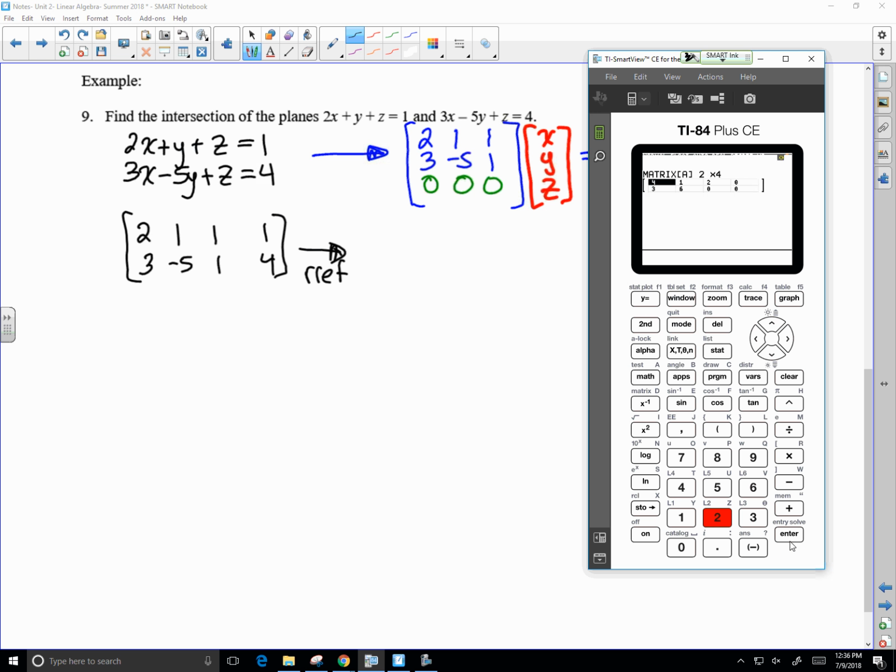Choose 1, 1, 1. Not 2, 1. Reduced row echelon. We get this. Clean it up if possible. Seems to be more than possible.